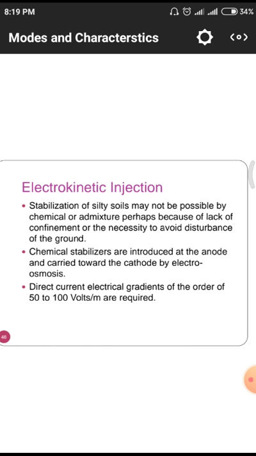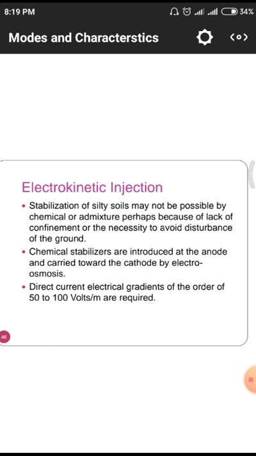After giving power, those chemical admixtures will get some quantity of charge, and due to that charge a reaction takes place by bonding them together. A direct current with electrical gradients of the order of 50 to 100 volts per meter is required for this kind of injection, especially electrokinetic injection.